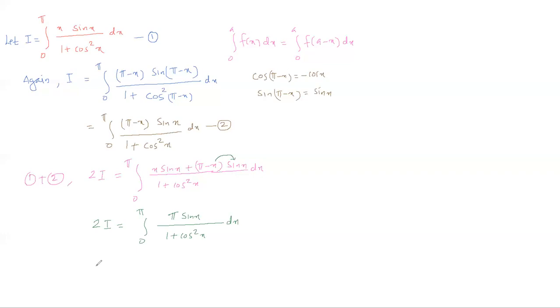Or you can take pi common. So 2I is equal to pi into integral 0 to pi sin x by 1 plus cos square x dx. Now I'll write it at the top. That means I is equal to pi by 2 into integral 0 to pi sin x by 1 plus cos square x dx.